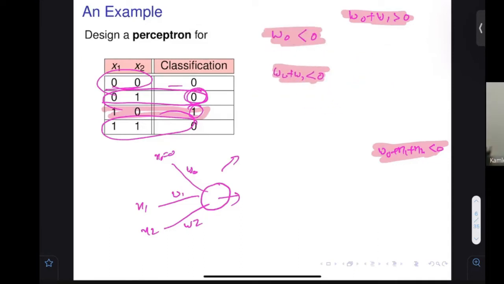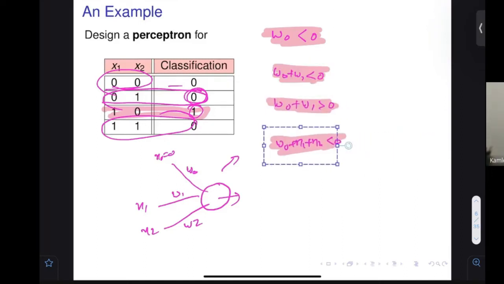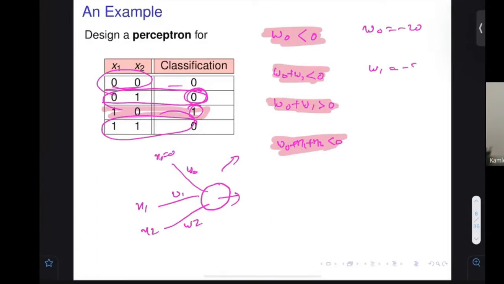I think it is w0, okay, w0 plus w1. Can you give me a value that can satisfy this? So w0 should be less than 0. You can take w0 is equal to minus 20. Okay, w0 plus w2 is less than 0, so you can take w2 is equal to minus 5, minus 10 or whatever value, so that their summation is again less than 0. And w0 plus w1 is greater than 0.